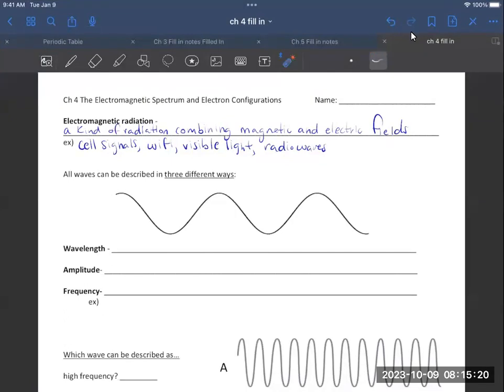Electromagnetic radiation travels in waves. When we talk about waves, we need to learn some terminology. There's 3 different ways that we can describe a wave. The first is the wavelength. The wavelength is the distance between 2 peaks. This is your wavelength. And it's measured in meters because it's a length, right? So the length between 2 peaks.